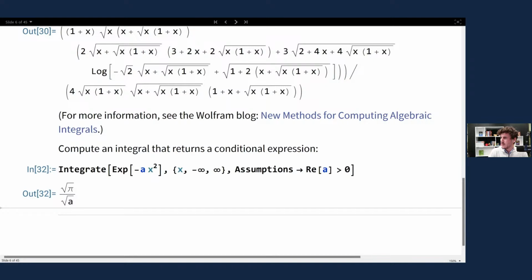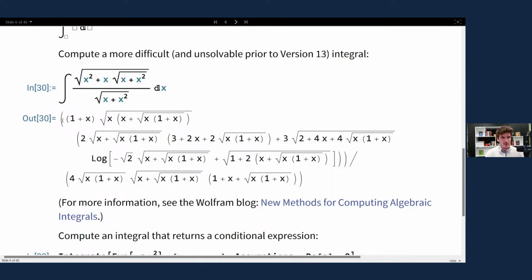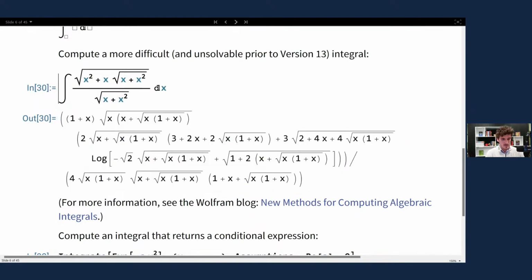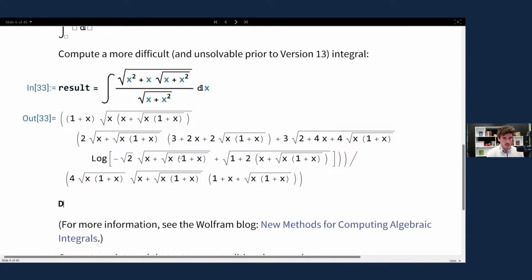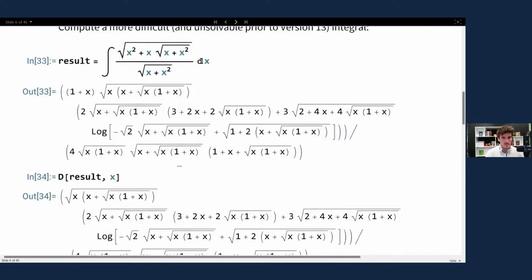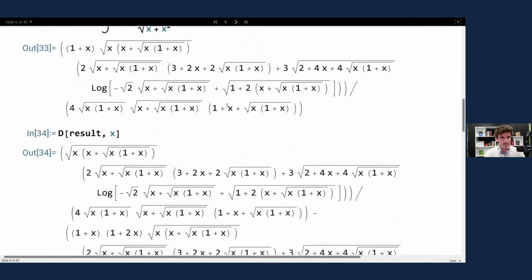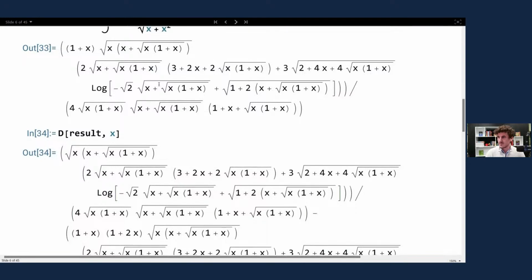Adrian has said, can you differentiate the outcome with respect to x and get the integrand as a result? Just to check. Okay, good thought. So we've got this result here. Now, maybe you could copy this and differentiate it, or maybe we could just define this to be equal to some symbol called result, and then differentiate result with respect to x. Okay, so it has differentiated it. Whether it's got it in this nice closed form, perhaps not. It's kind of tricky.